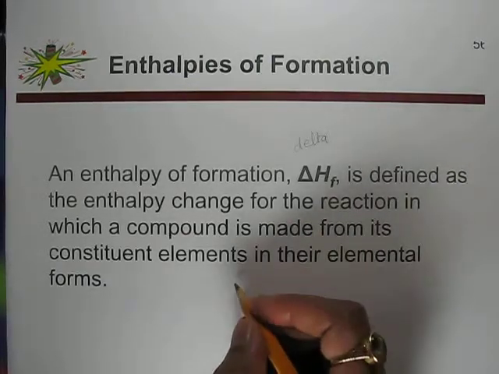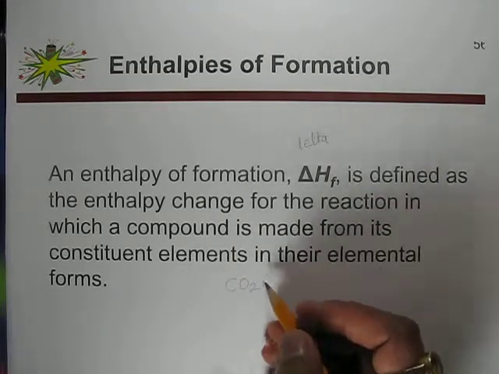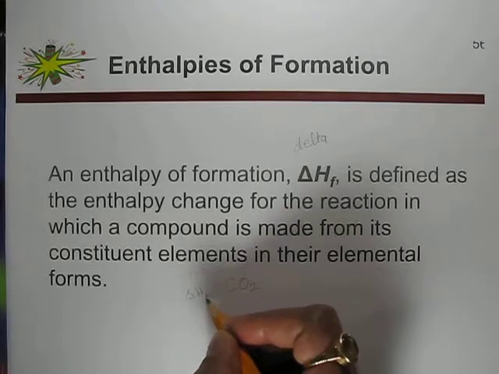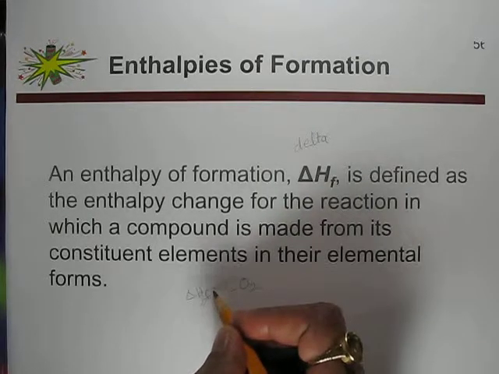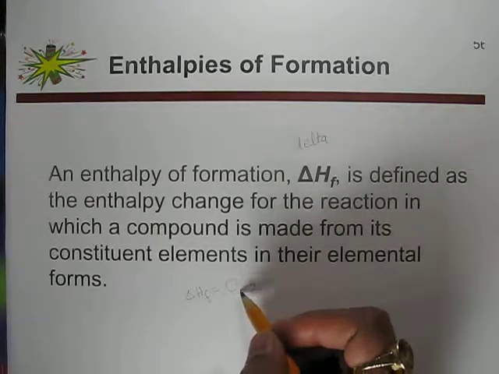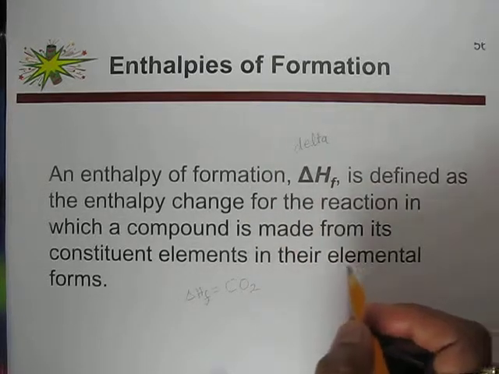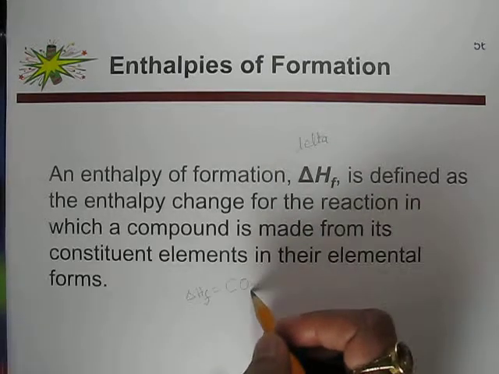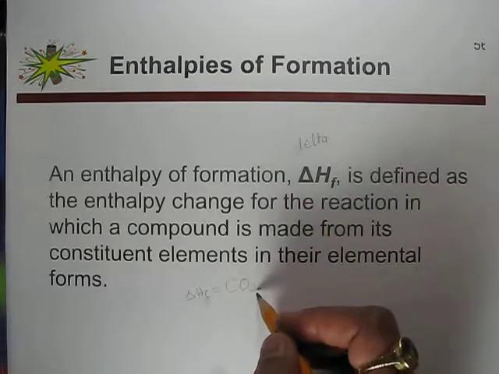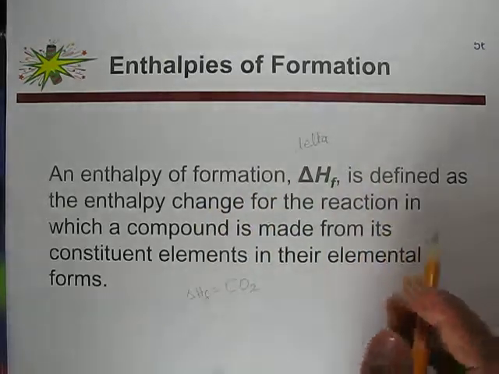So for an example, if we are talking about the enthalpy change delta H f of carbon dioxide gas, it means how the carbon dioxide gas is formed from its elements carbon and oxygen. How much energy is required to form this molecule, that is the enthalpy of formation.